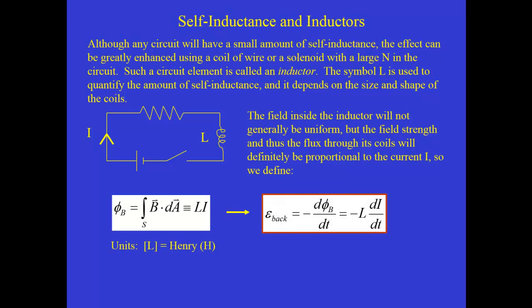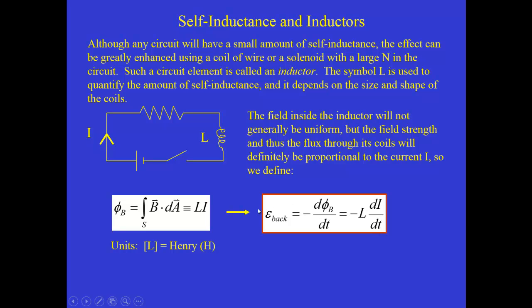So the back EMF, this induced EMF that happens in the circuit because of the presence of the inductor, we can figure out what that is by just going back to Faraday's law. E, the EMF, is minus the time rate of change of flux, and now with our expression for flux defined as L times I, we just take the derivative of that. L is a constant, so it's just minus L dI/dt.